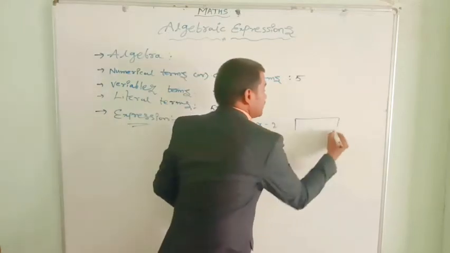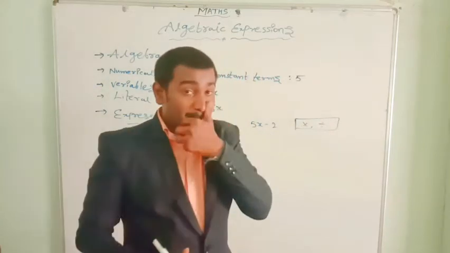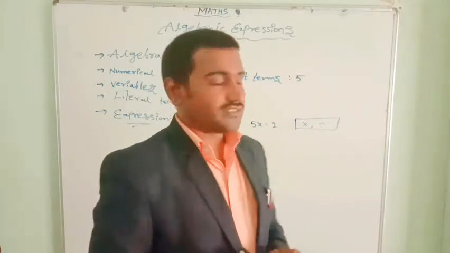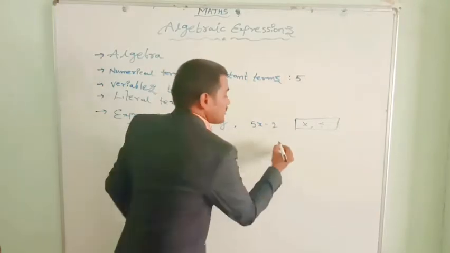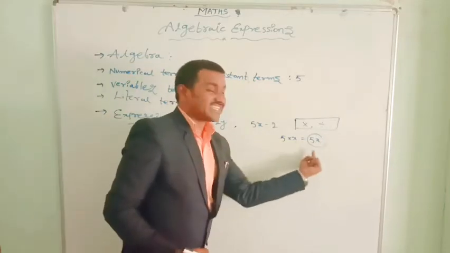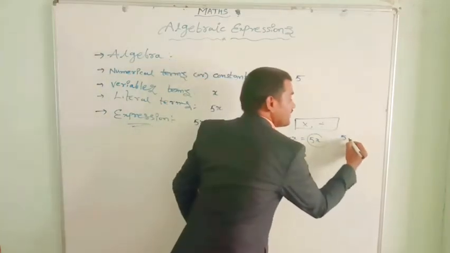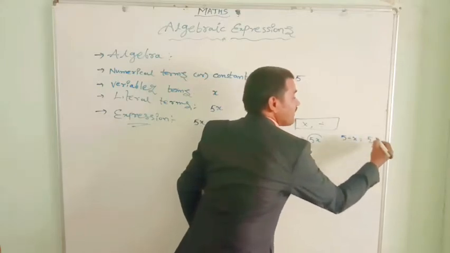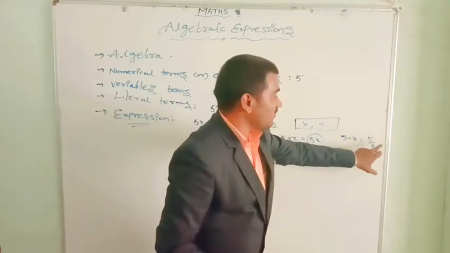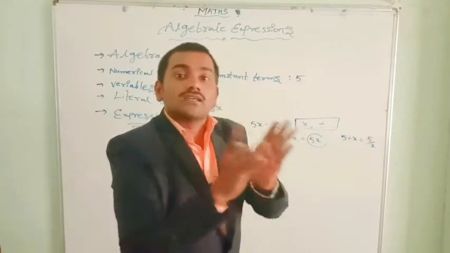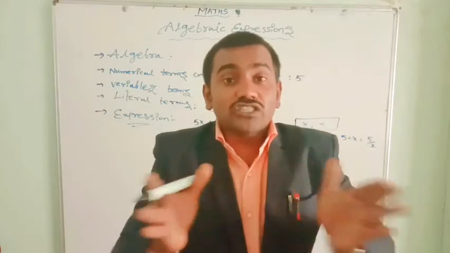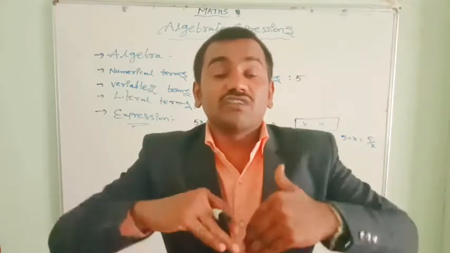I did not tell you about multiplication and division because multiplication and division do not create separate terms. They are known as the same term. Suppose 5 into x gives us 5x. It's not two terms, it's only a single term. For example, 5 divided by x is 5 by x. It's also a single term. You cannot divide it as if it were two terms. Here also, multiplication and division will not divide the terms. Only addition or subtraction will divide into terms.